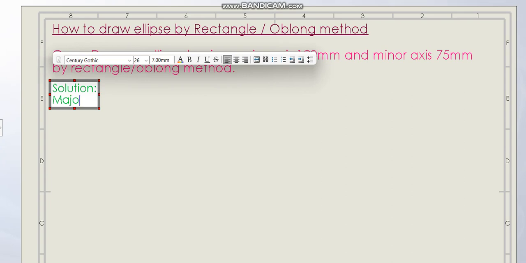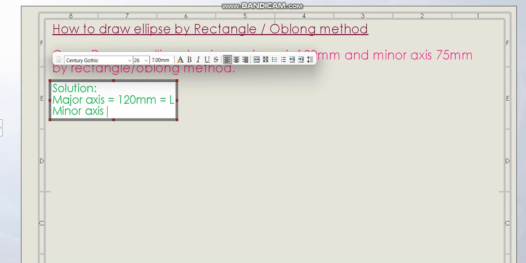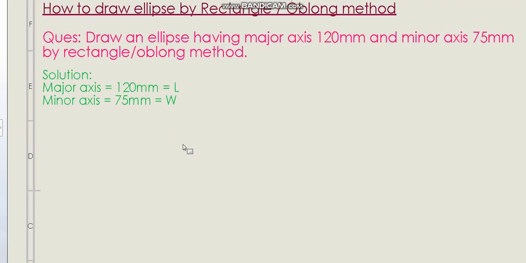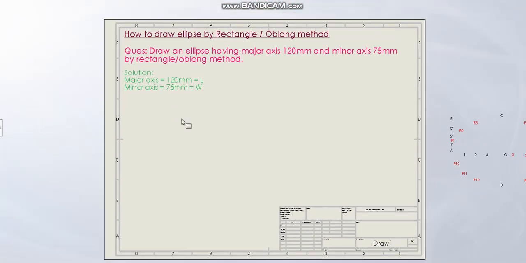Major axis is given as 120 mm, so this will be the length, and minor axis is equal to 75 mm. This will be the width to draw the rectangle. So let's draw it.